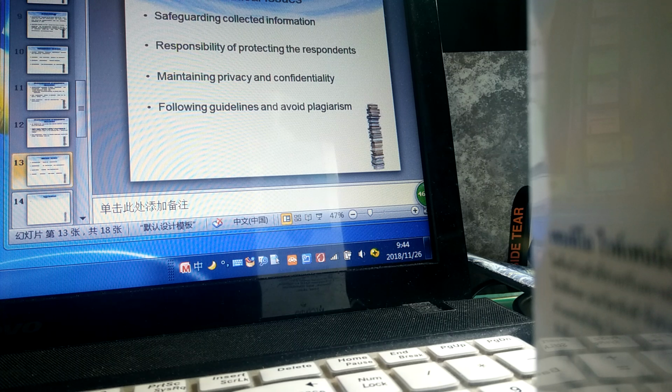Third, the researchers should maintain privacy and confidentiality. It means that the researchers should maintain the confidentiality of the respondents, and the researchers must ensure the privacy of the participants. The last is that the researchers should follow the guidelines and avoid plagiarism. It is crucial for the researchers to follow guidelines laid down by the authority before initiating a study.